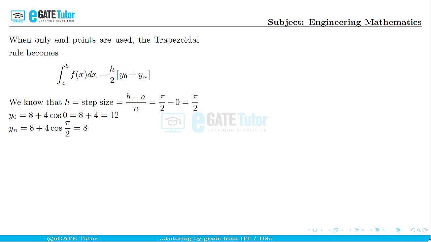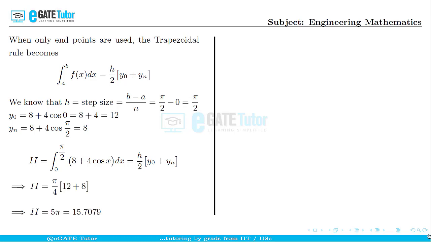Now when we apply the trapezoidal rule, let us consider this numerical integral as I2 is equal to integral 0 to pi by 2, 8 plus 4 cos x, which is nothing but, according to the trapezoidal rule, only at endpoints we have h by 2 into y0 plus yn. Now we know the value of h, we know y0 and we know yn. Just substitute the corresponding values and simplify to get I2 is equal to 15.7079. So 15.7079 is the numerical solution of the given integral.